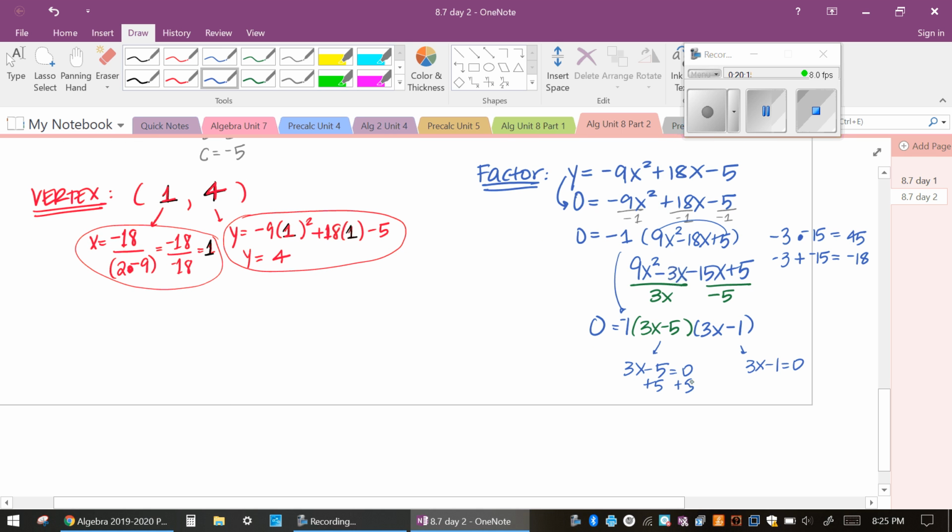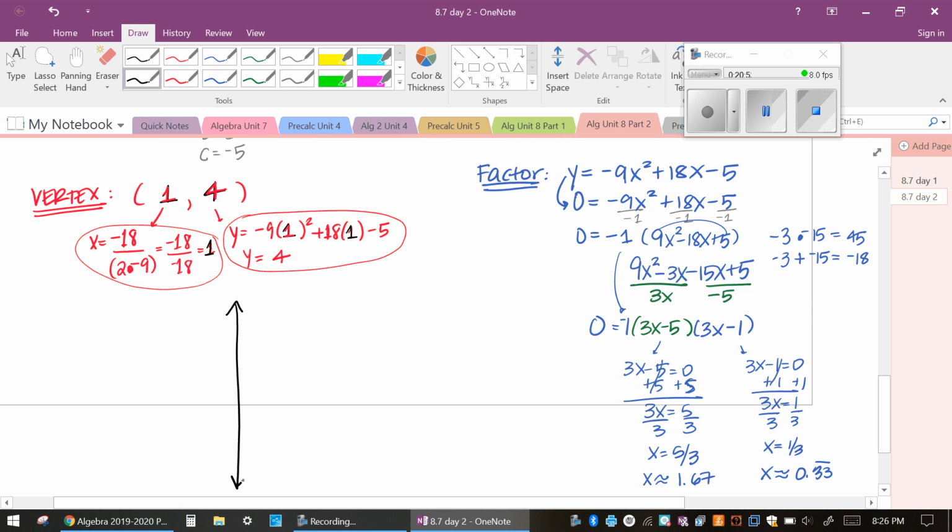So my answers are 5/3 and 1/3. Now, since we're going to have to graph these, it's really important for you guys to change these into decimals so that you know where to find them. So on your calculator, do 5 divided by 3, and you should get 1.667, or 1.67. 1/3 is approximately 0.33, 0.33 repeating.